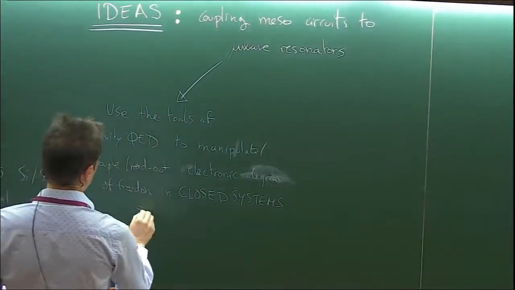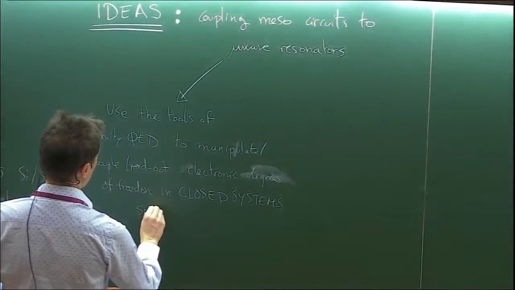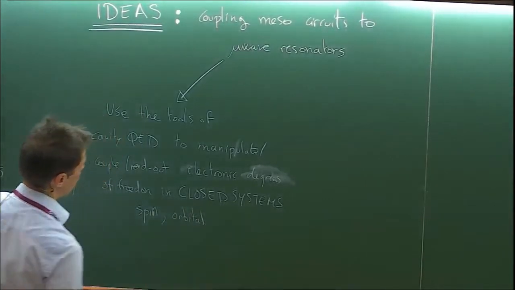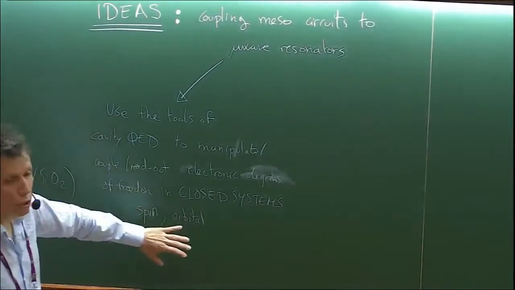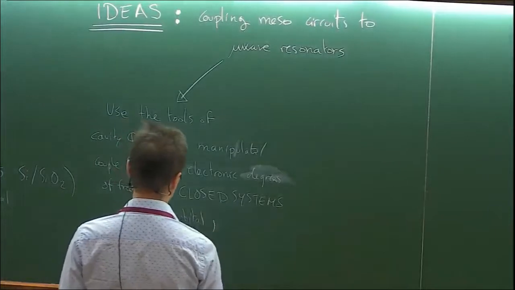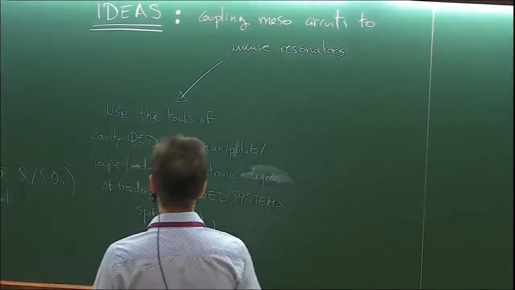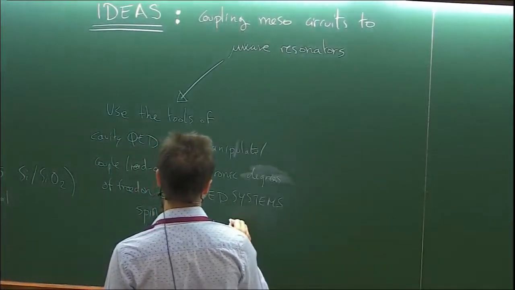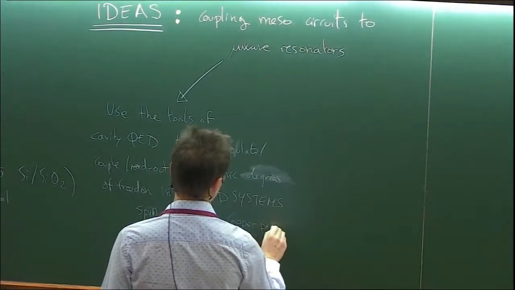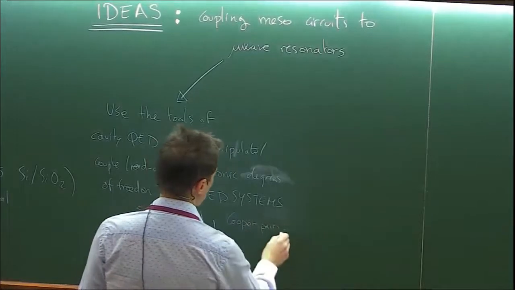So there is the spin, which we have just mentioned. There is the orbital degree of freedom. So this is very much what Jason told you also in his lectures. There are many other degrees of freedom. So we can have also Cooper pairs if we have superconductors, etc.